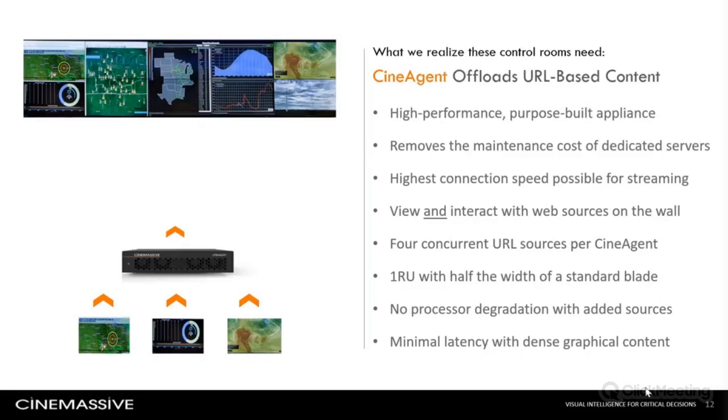In short, we developed an appliance called CineAgent that is powerful, compact, and delivers the firepower to process up to 4 URL streams simultaneously. It's half the size of the average blade, costs less, and has a very minimal maintenance footprint. In addition, CineAgent allows operators to effectively interact, not just view websites. So instead of adding or upgrading video processors, you simply add CineAgents as you require more URL sources.